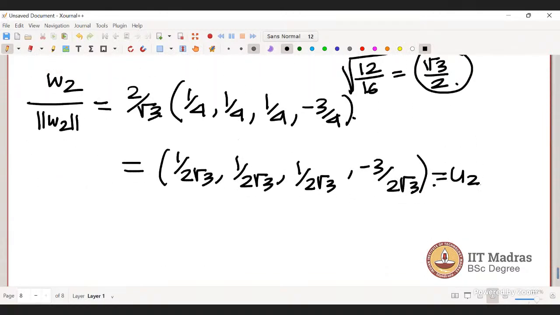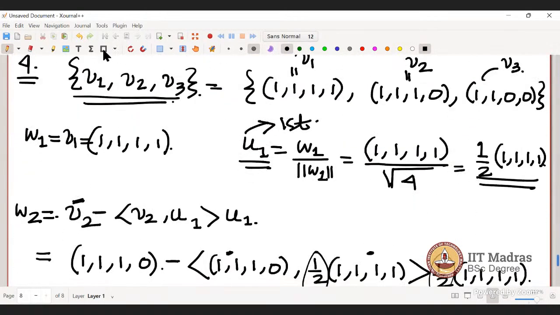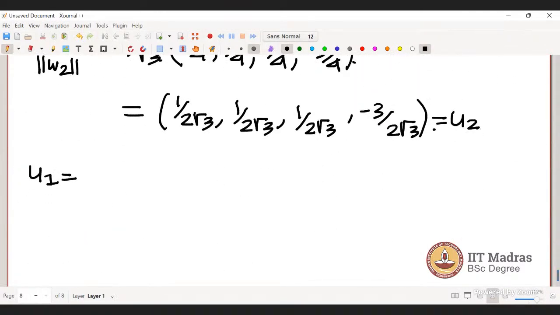So our first vector is U1, half of 1, 1, 1, 1, and this is our U2.